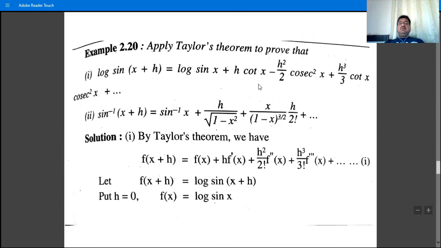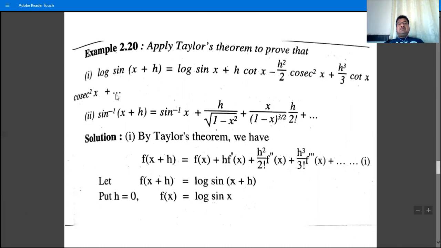Apply Taylor's theorem to prove this: log sin of x plus h equals log sin x plus h cot x minus h square by 2 factorial cosec square x plus h cube by 3 cot x cosec square x, and so on. And the second example.